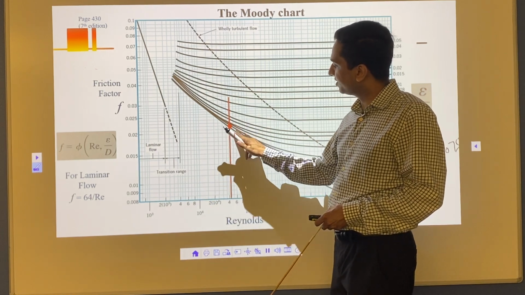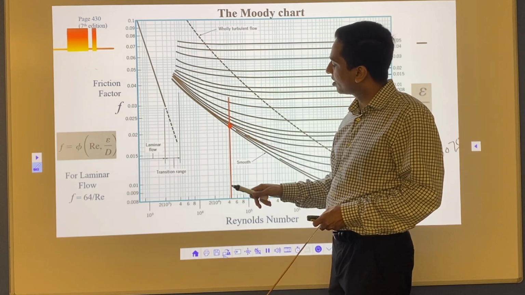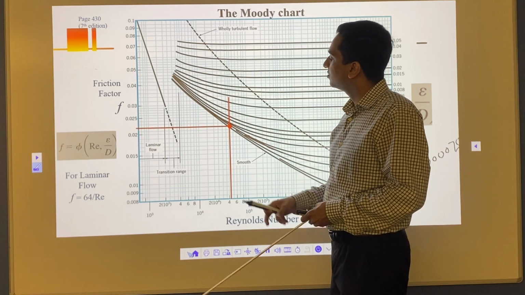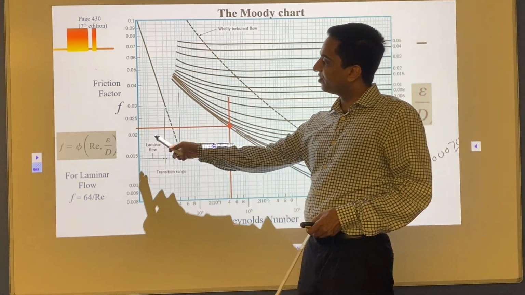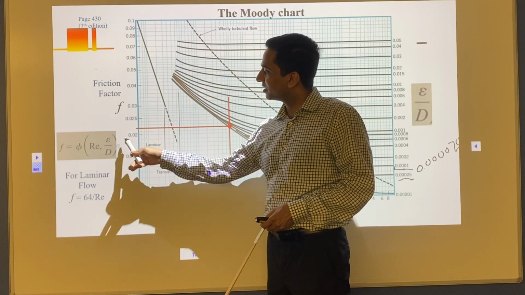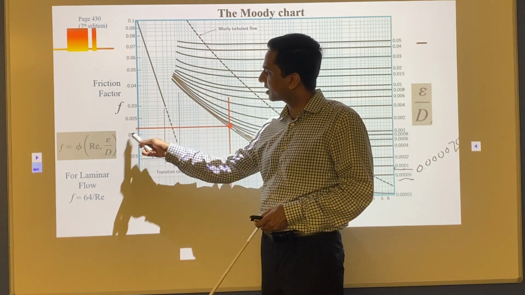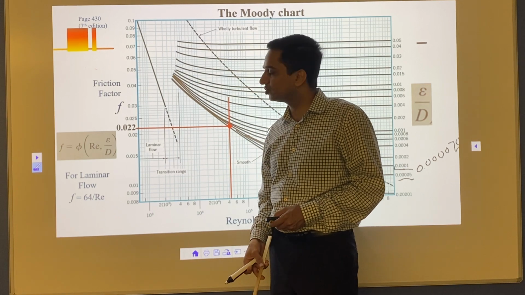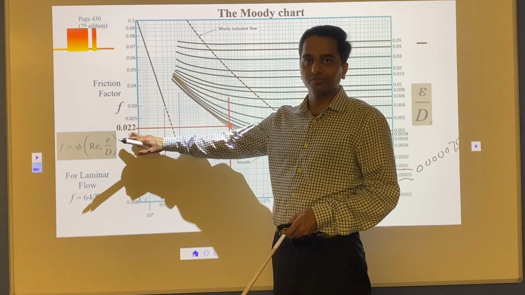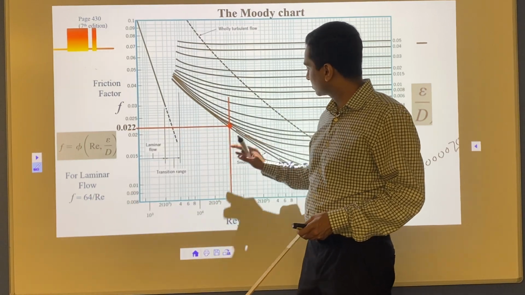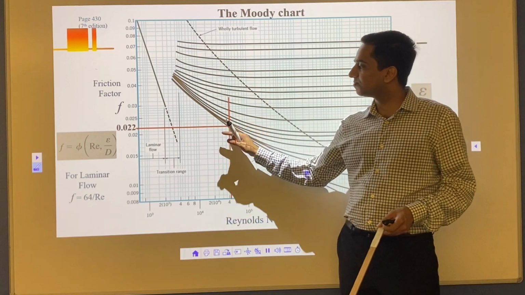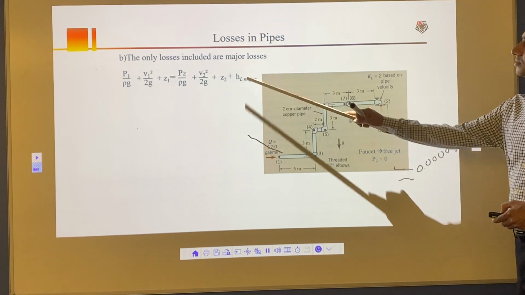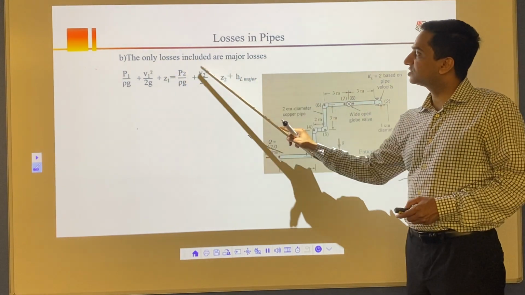Once I mark the point, from that point I'm going to draw a horizontal. That's how we use this chart. From that point I draw a horizontal, and wherever I meet the vertical axis, that will be my friction factor. So here again, I mark the point, and I get 0.022, and that's the friction factor I'm going to use. Get your Reynolds number, follow the black line, mark a point, 0.022. That's it.